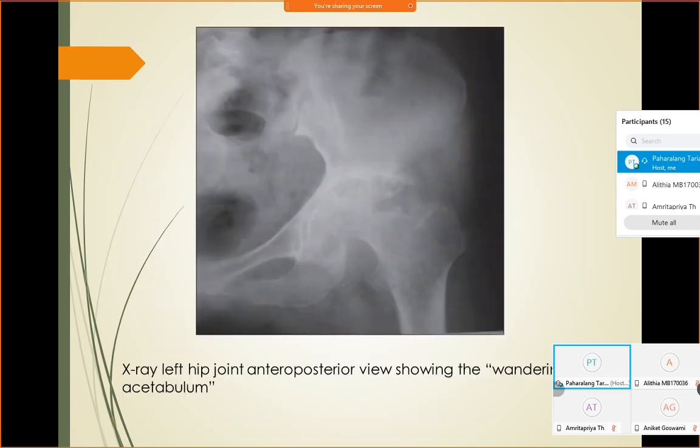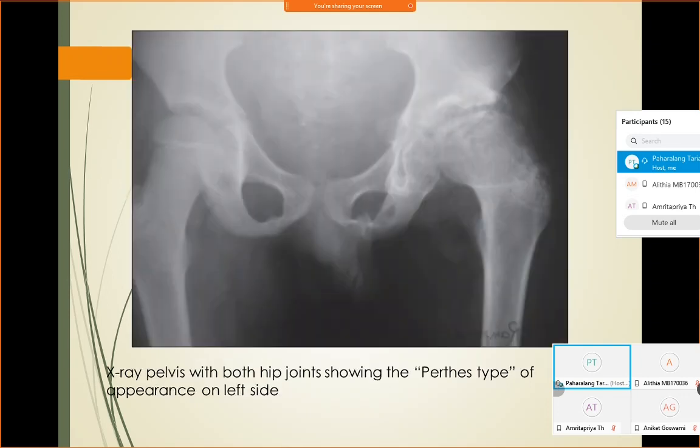So here you have an example of the wandering acetabulum. You can see the X-ray of the left hip joint here, which shows a wandering acetabulum. Look at the size of the acetabulum and look at the size of the head of the femur. From there itself you can make out. Again, here you have a Perthes type of advanced arthritis on the left hip.